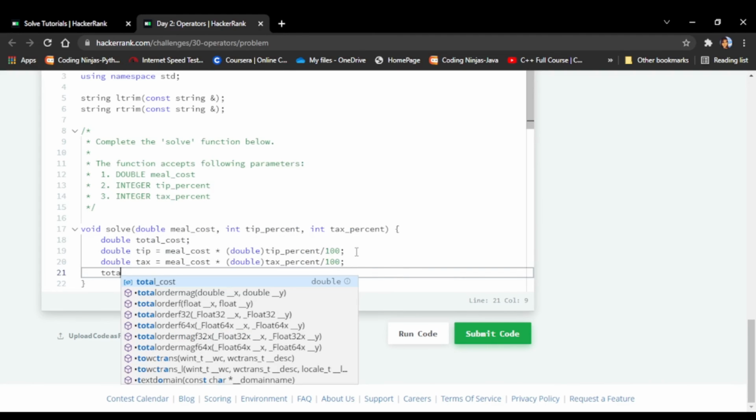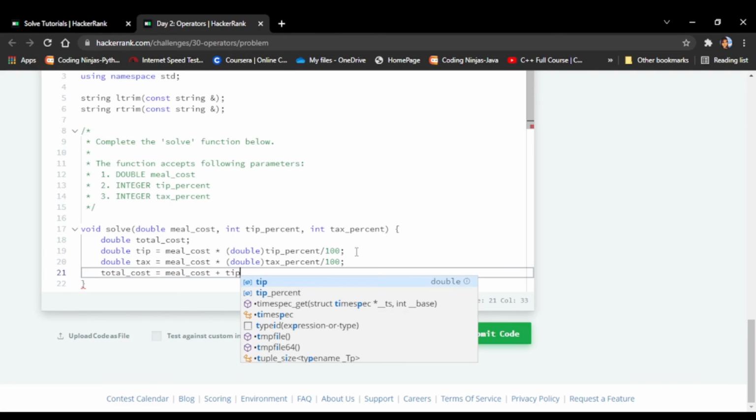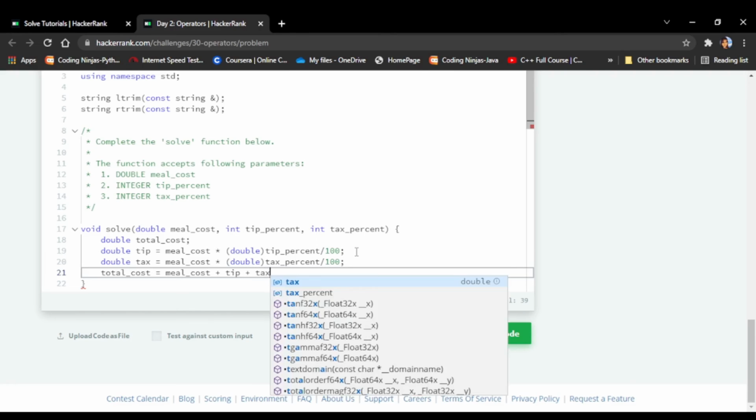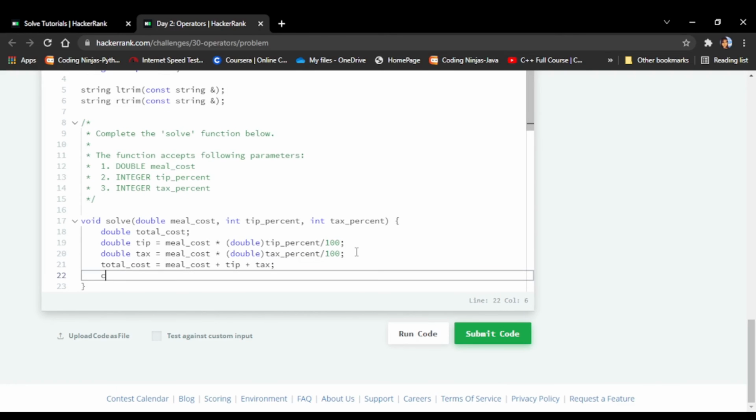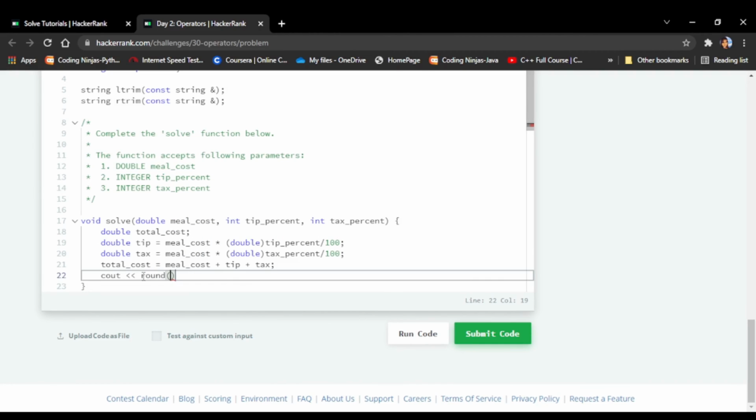Then we will add this: total cost equals meal cost plus tip plus tax, and then we have to print using cout. First we have to round off this because this will output a double type in decimal, so we have to round this and print it. Then round total cost.